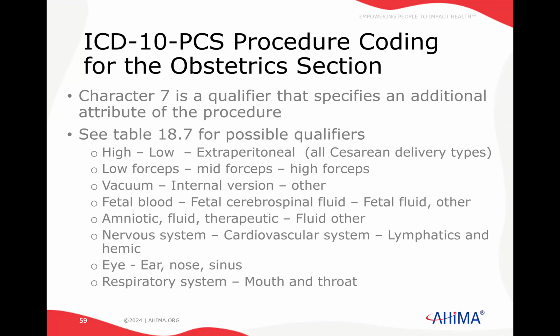Then we have the 7th character. Again, these are the qualifiers, and note some of the things that we see here that are unique to obstetrics. These include such things as high and low for the different types of cesarean deliveries, low forceps, mid forceps, high forceps, vacuum, fetal blood, amniotic fluid, nervous system, eye, ear, nose, sinus, respiratory, mouth, and throat.